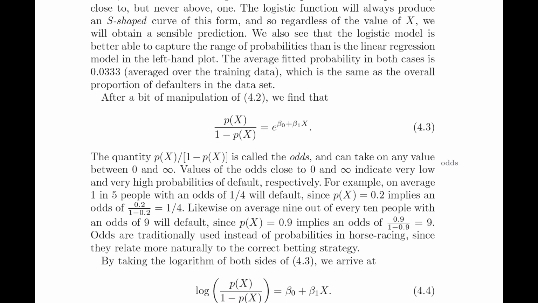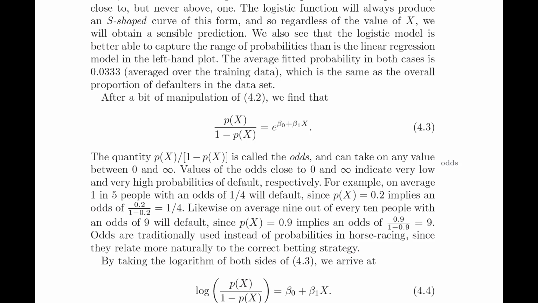We also see that the logistic model is better able to capture the range of probabilities than is the linear regression model in the left-hand plot. The average fitted probability in both cases is 3%, which is the same as the overall proportion of defaulters in the data set.